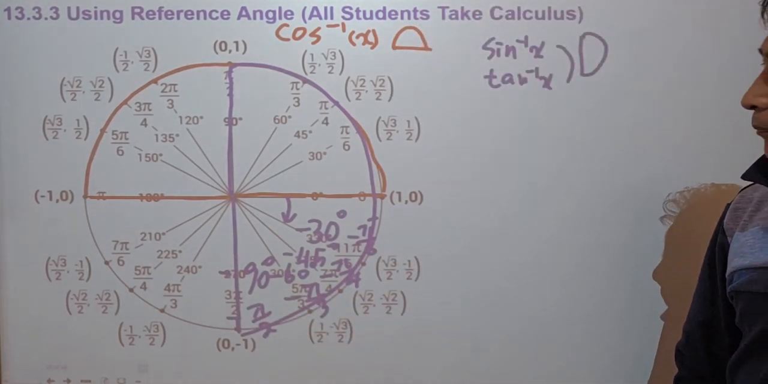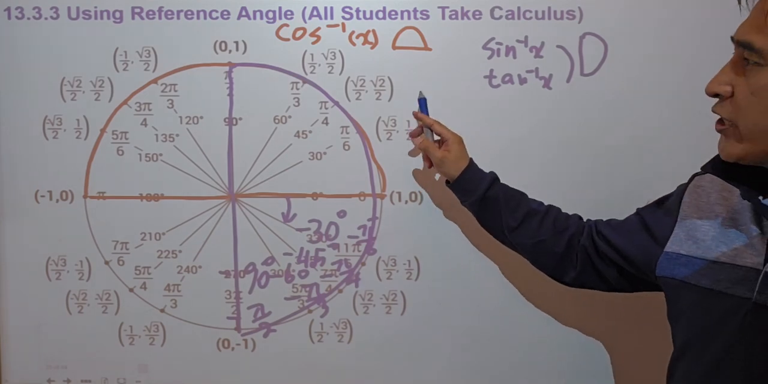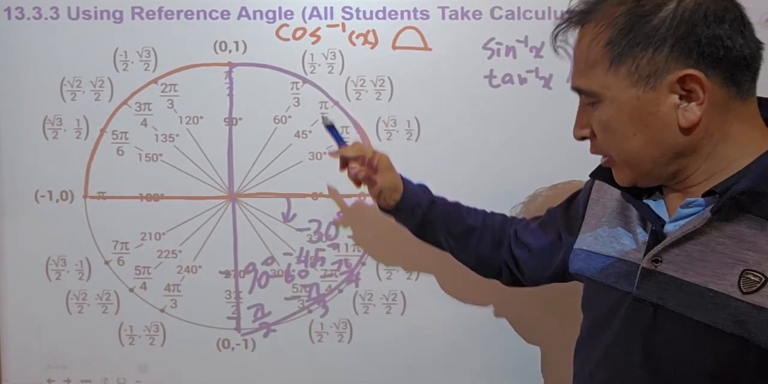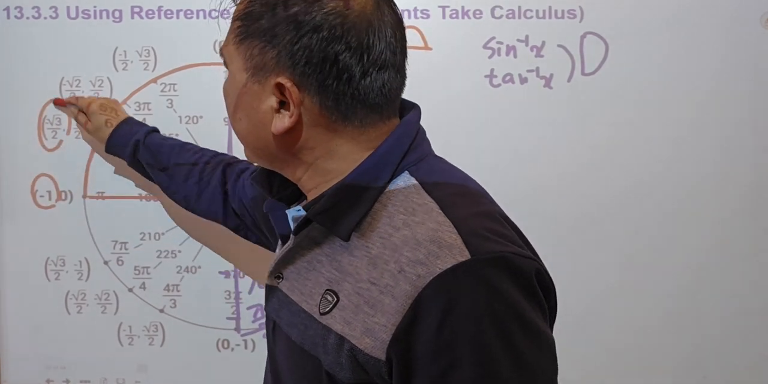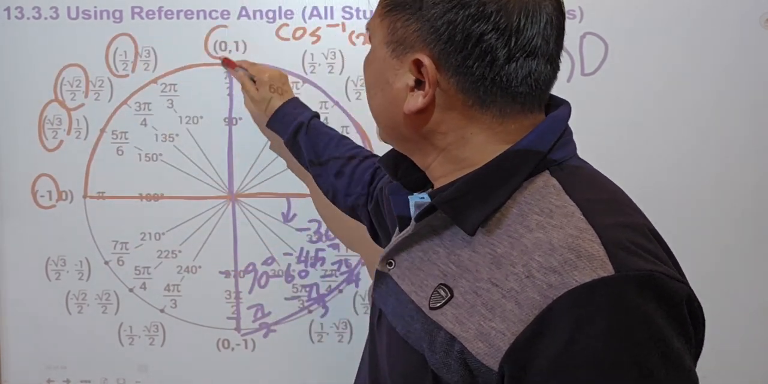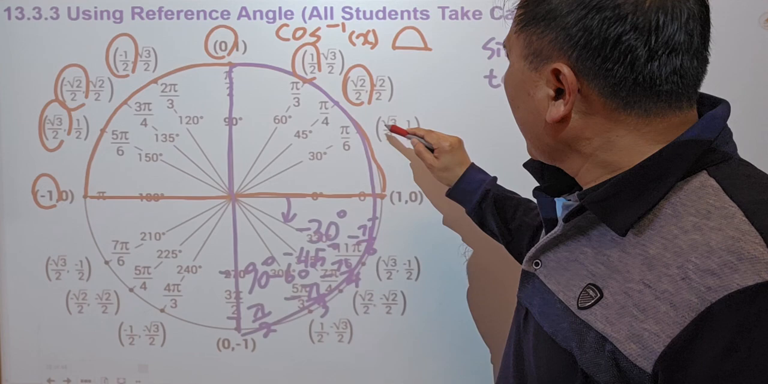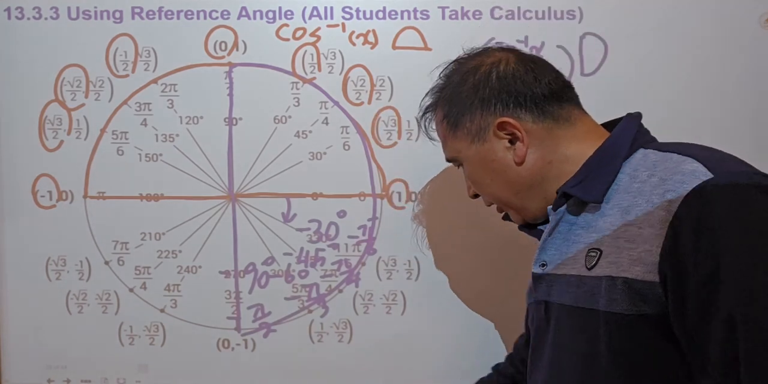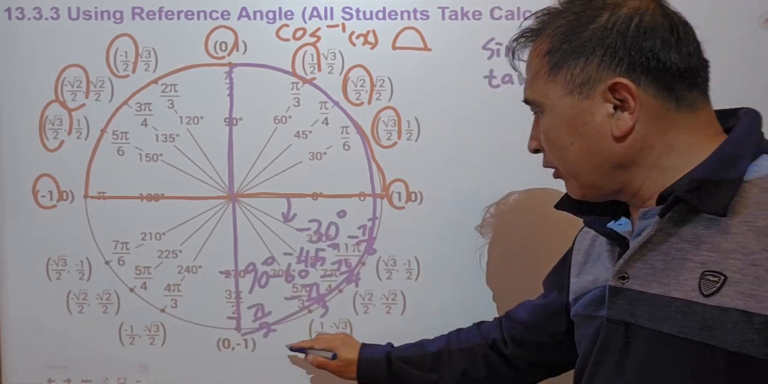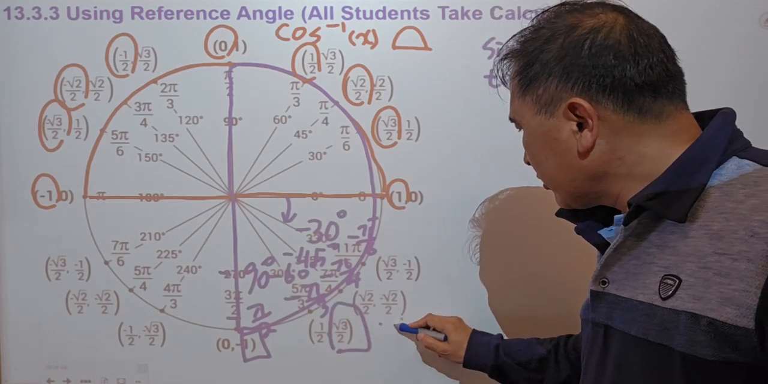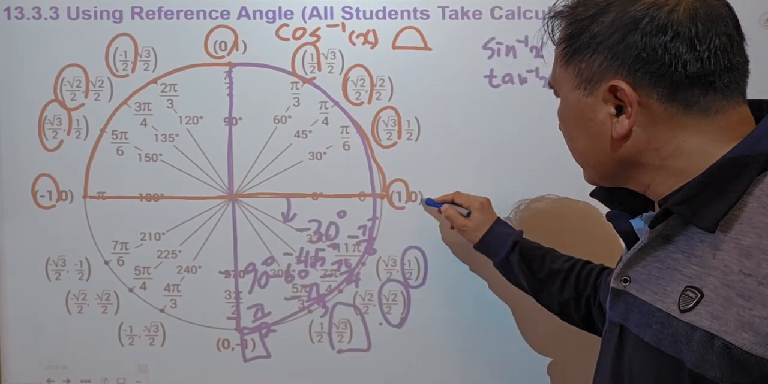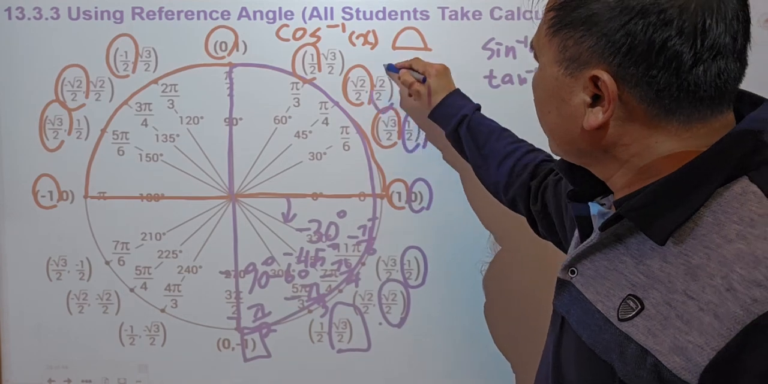And as you know, cosine is the x value, so you're going to use the x value for cosine, from here. And for sine, you're going to use the y value, right here. Sine uses the y value of that half.